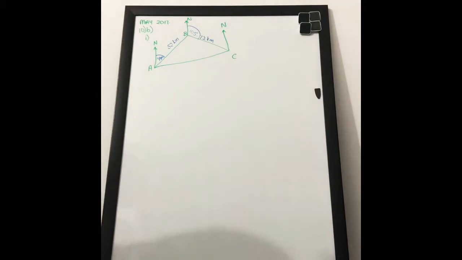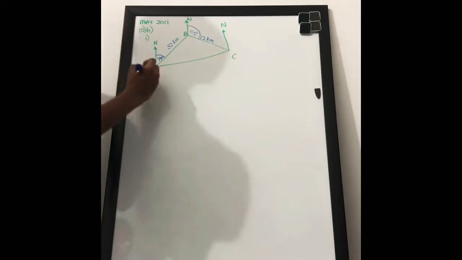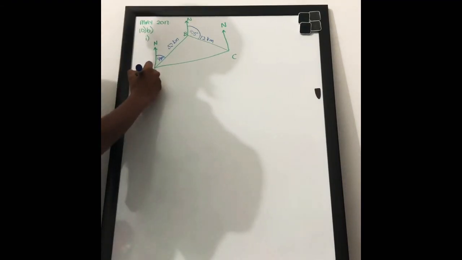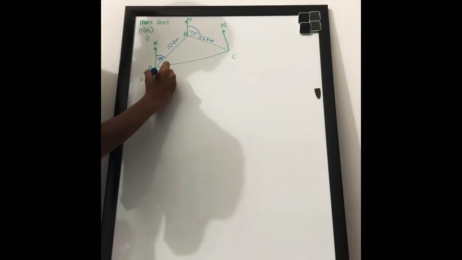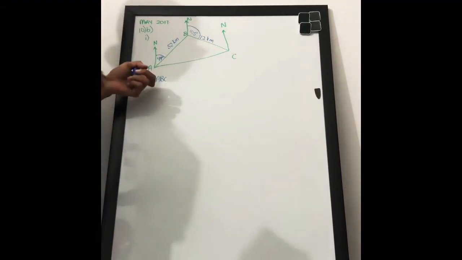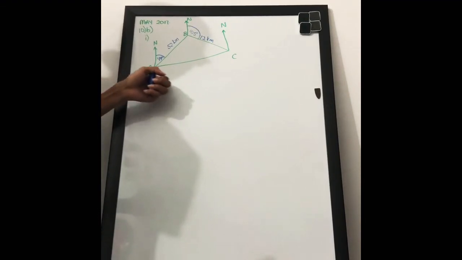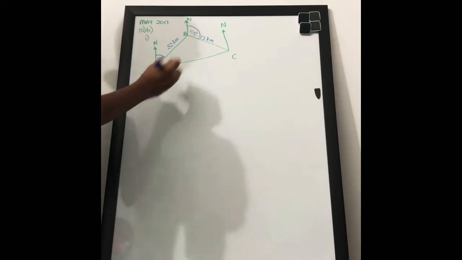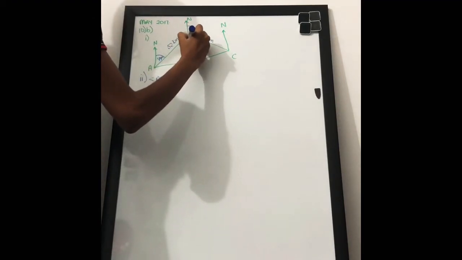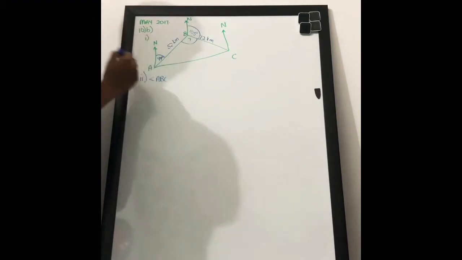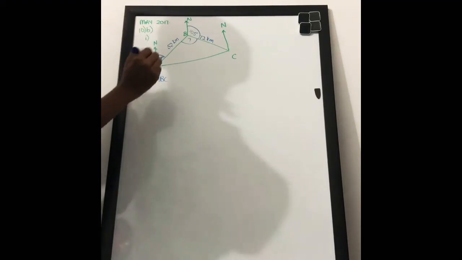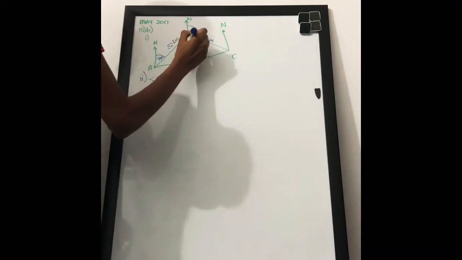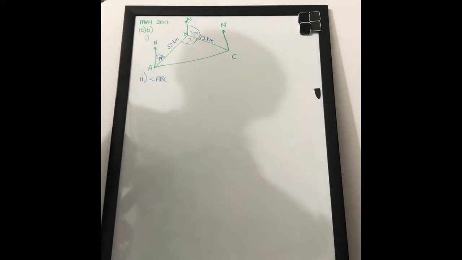Part 2, they say determine the measure of angle ABC. Now, it's in blue. So they want the angle of ABC. Now, this one, they write the angle differently. Angle ABC is still the angle in the middle. So they want this angle here now, because it's ABC, so they want this angle there.